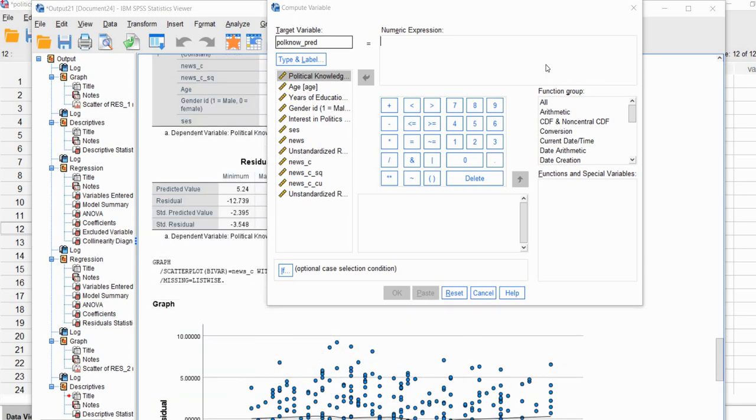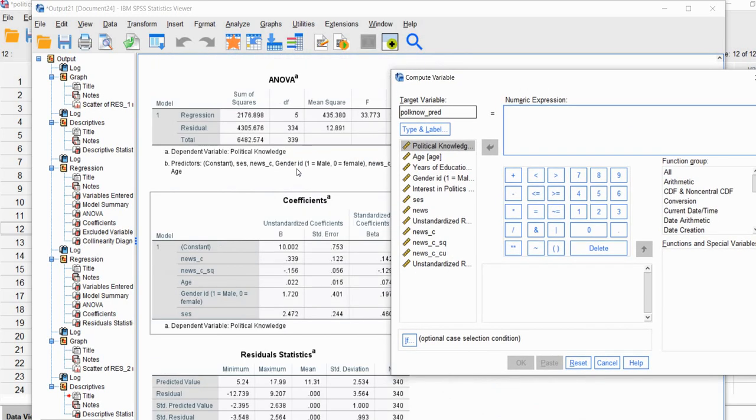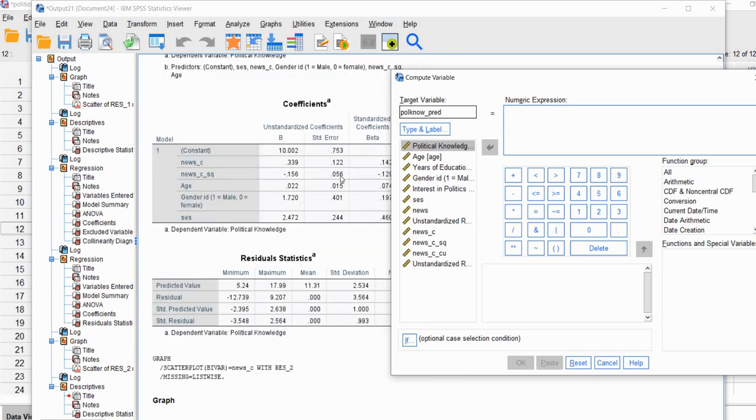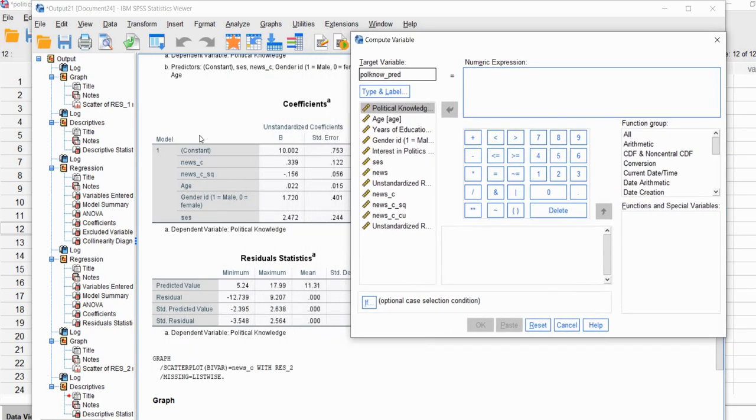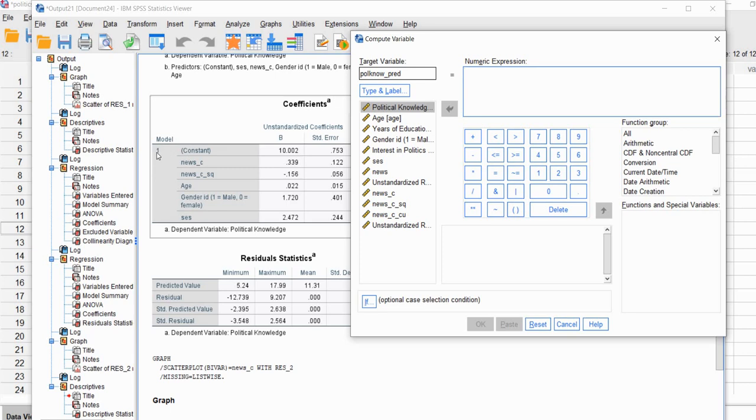With the numeric expression, there are a couple of ways that we can do this, but basically I'm going to scroll up to our results with respect to the coefficients table. Now it says model 1, but this is basically our model 2 from that hierarchical regression. We have our coefficients given right here, so we're going to use these coefficients and perform the remaining substitutions. For our intercept, we'll type in 10.002. Then for news consumption, we'll type in 0.339.